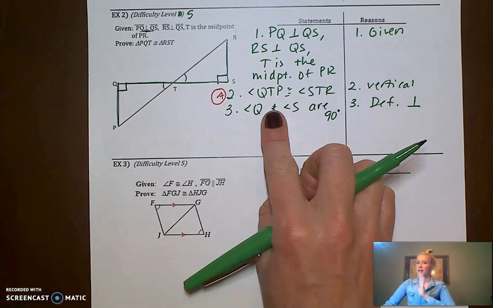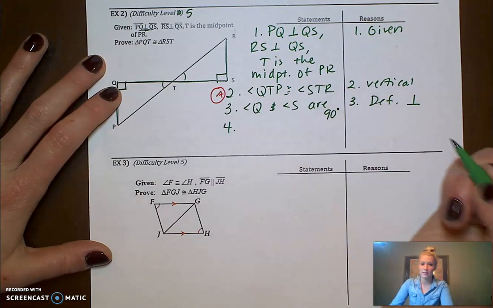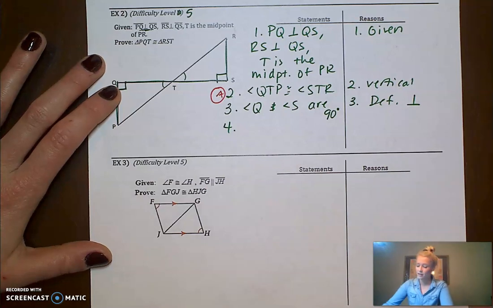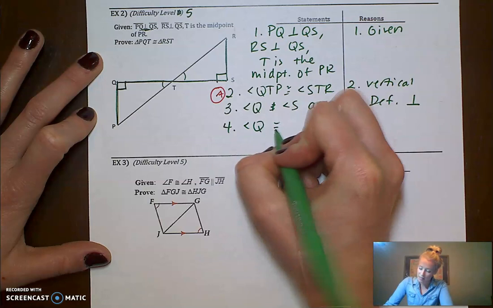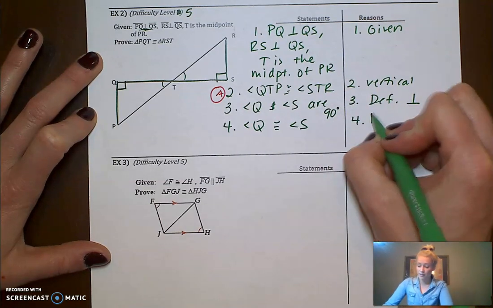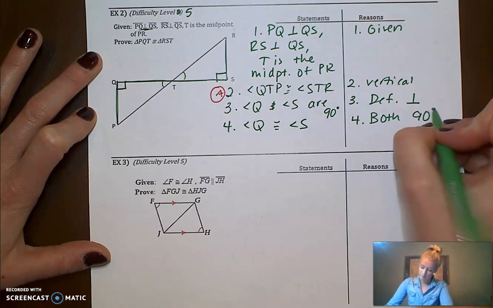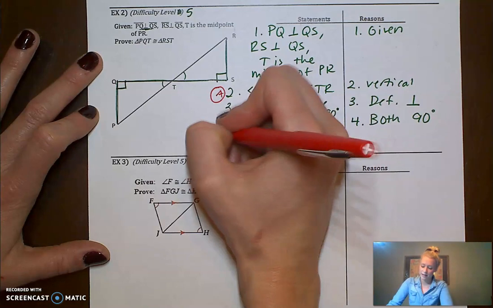I didn't say they were congruent. I just listed that they were 90 because technically I figured that out on my own and I want to be super extra and detailed. Now I'm going to say angle Q is congruent to angle S, and I know that because they're both 90. All right angles are the same. There's a congruent angle statement.